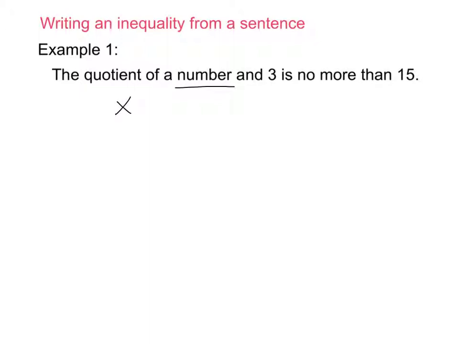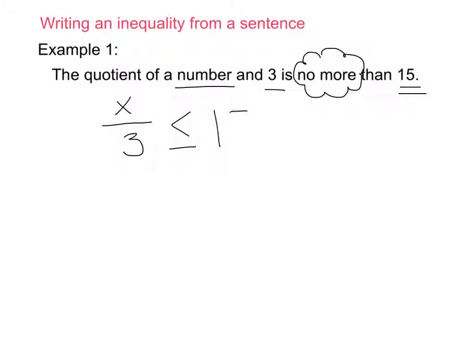So since quotient means to divide, we're going to divide x by the number 3. And then since it says this key word right here, no more than, that means it can't be more than 15, so it's at least going to be less than. Now, since it could actually be 15, we are going to do less than or equal to, and then our number 15.